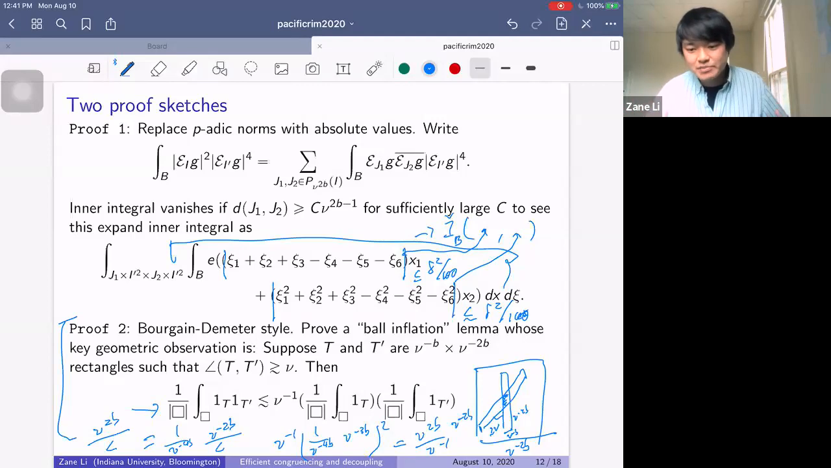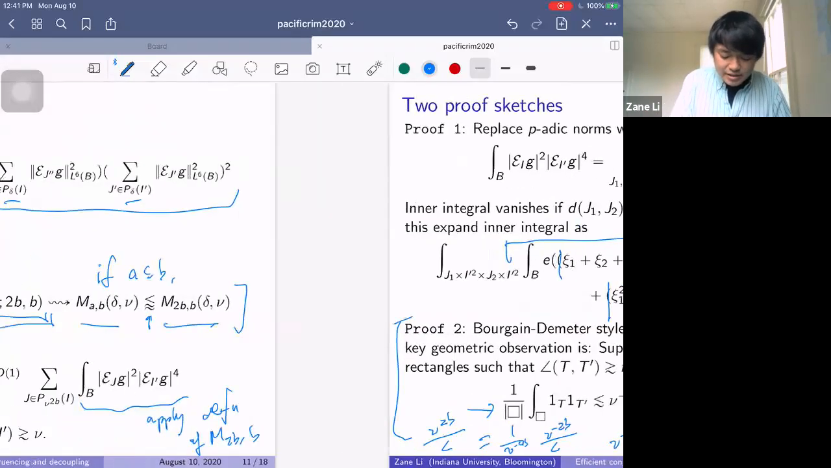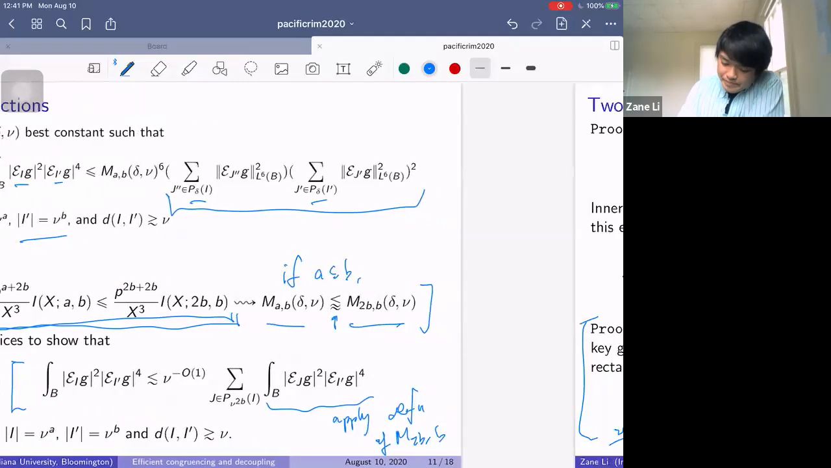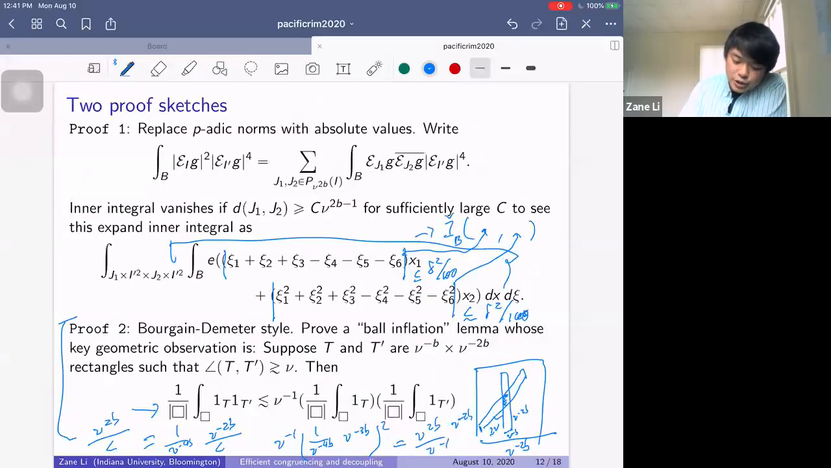And anyways, you can use this geometric observation to prove the ball inflation inequality and use that to prove this estimate as written over here. And so that would give a Bourgain-Demeter style proof. But I'm going to give a third proof that just relies on Plancherel. And we really actually use the 2 here, but not the 4, unlike in this proof 1.